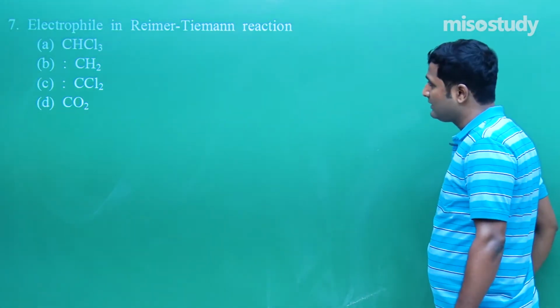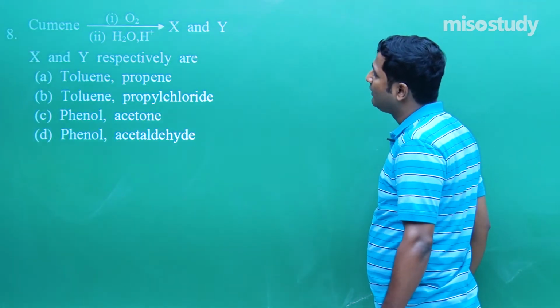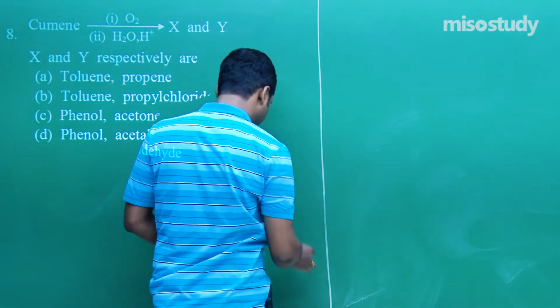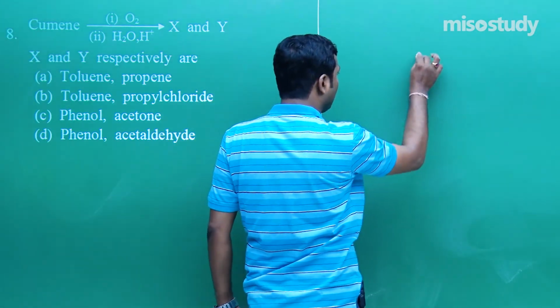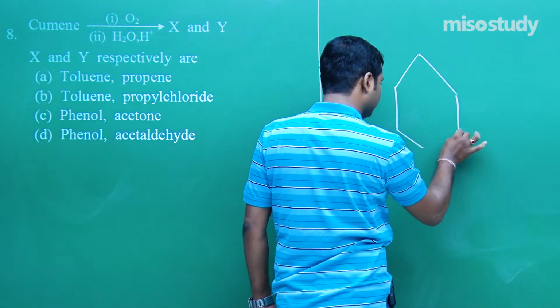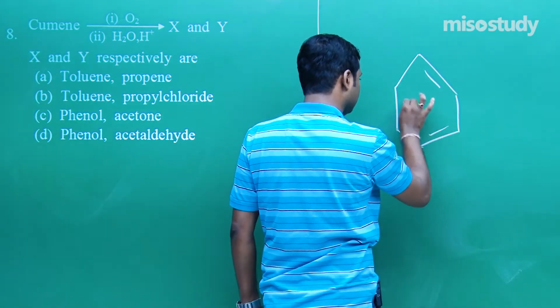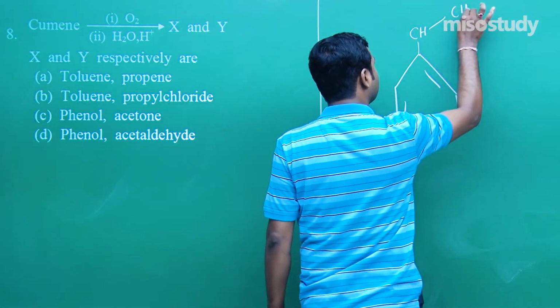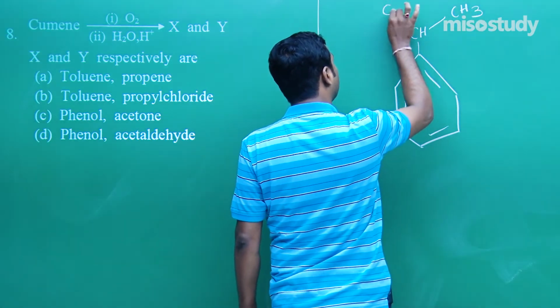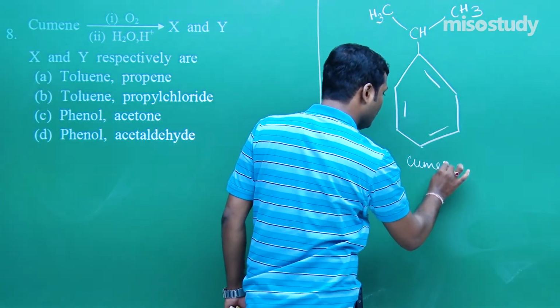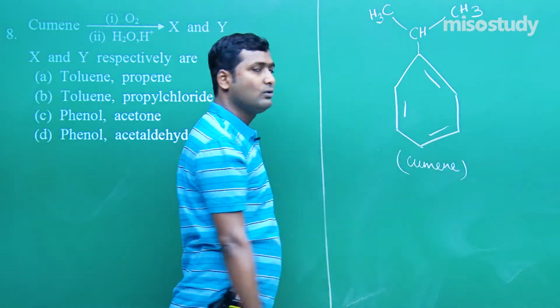Now the next one is question number 8. Cumene. What is the formula of cumene? First of all, tell me. Sir, the formula of cumene is CH, put here CH3 and put here CH3. This one is cumene. Clear to you?